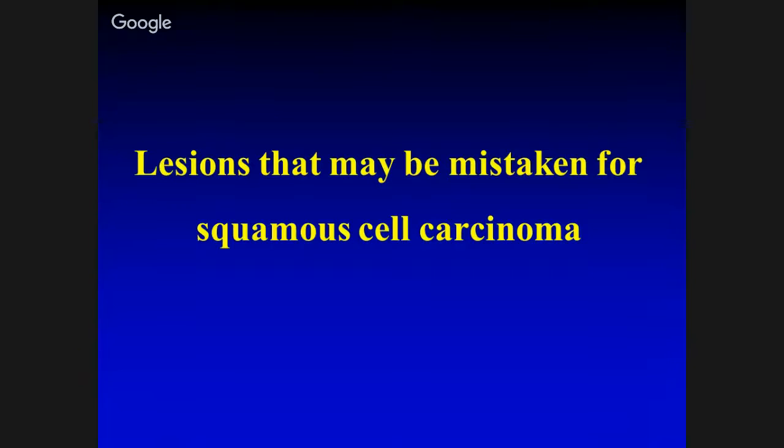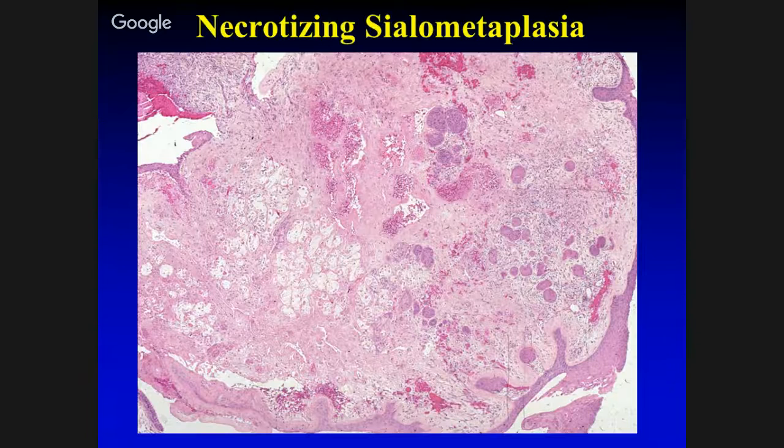Okay, things that look like cancer but that are not cancer. So, necrotizing sialometaplasia. If you look here, the surface epithelium is on the bottom and a little bit here. You could see the outlines of what used to be the gland.